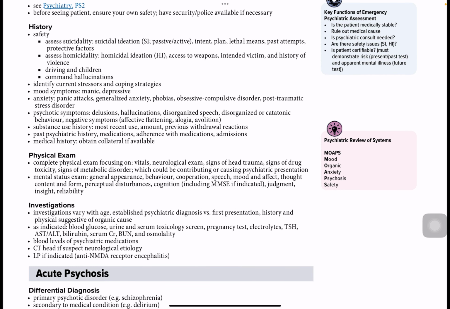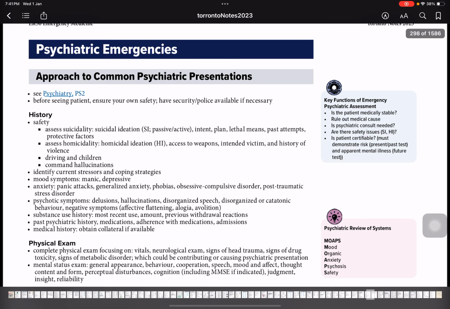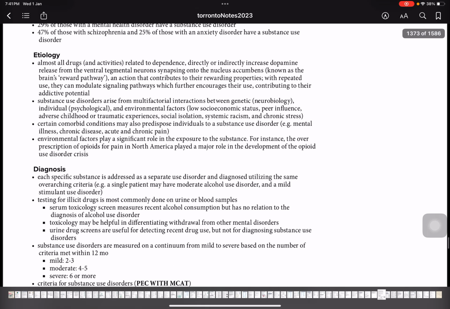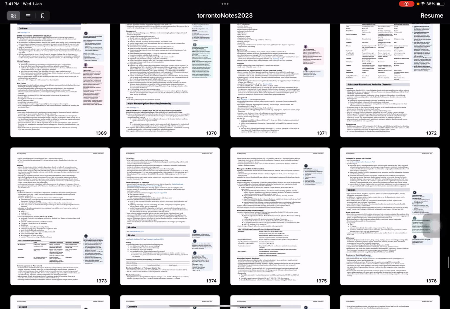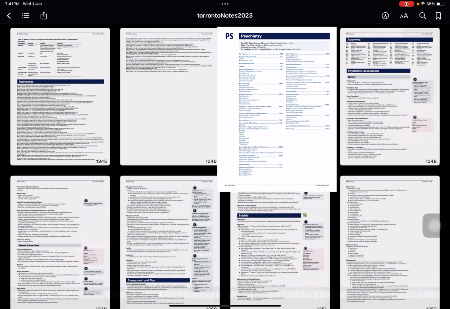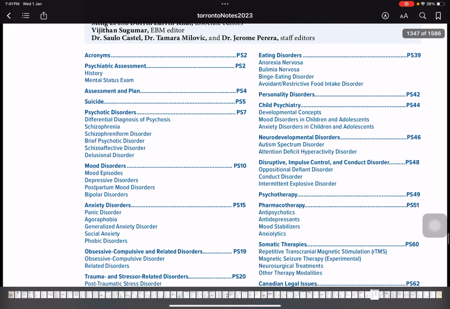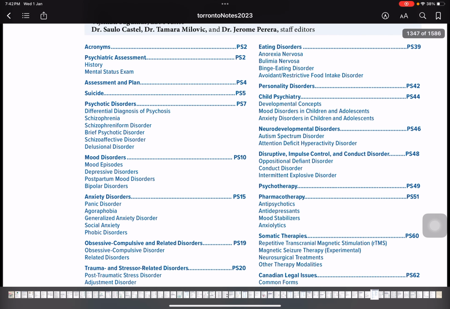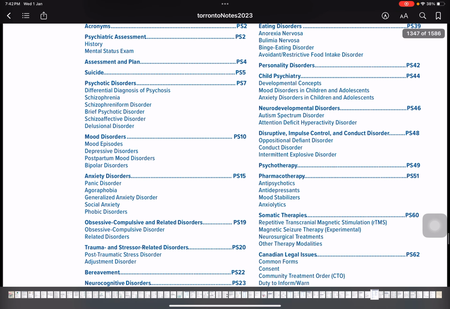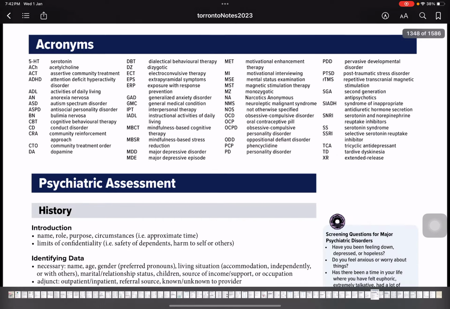And on the right side there's the psychiatric review of systems: mood, organic, anxiety, psychosis, and safety. Okay, so now move on to the PS2 part, the psychiatric part of, let's say, psychosis. Once you enter this chapter, psychiatry, you can see it starts with psychiatric assessment, history and mental examination, assessment plan, and suicide. So let's move forward and see what they want us to do.